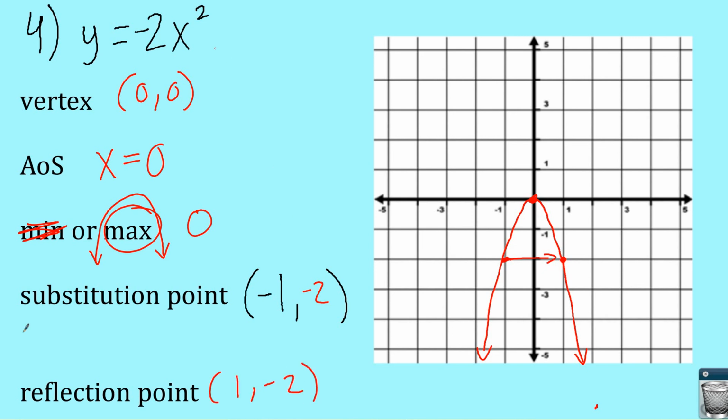Again, I also could have plugged it in. -2 times (-1) squared. So -2 times 1. So that was another way to get the same answer.